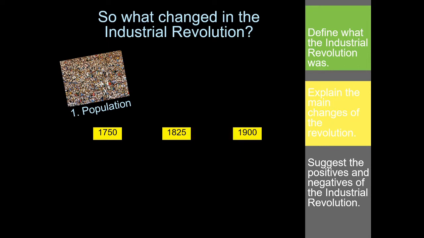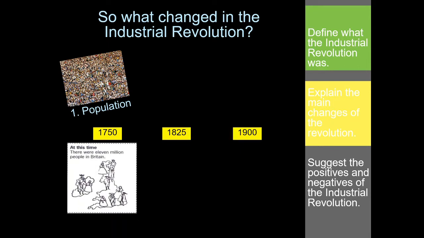Okay, so let's take a look at 1750. At the time there were 11 million people in Britain, and at that time, a little less than 4 million, about 3.5 million of those were Irish. So you can see Ireland was a good chunk of the population of the whole United Kingdom there.